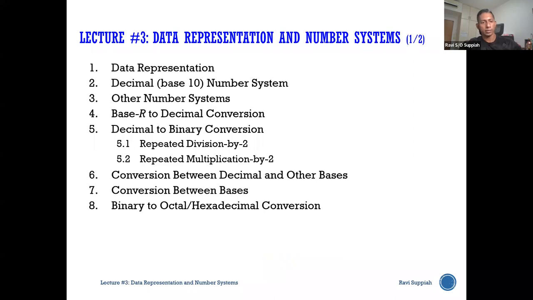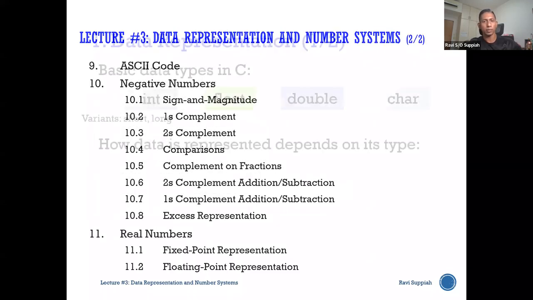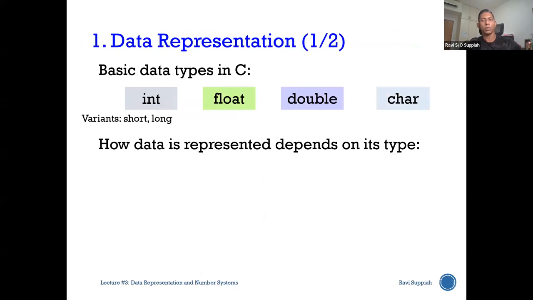All right, so again, this is what we'll cover, but we'll come to that along the way. Now, let's look at the basic data types in C. We know that we have integer, float, double, and character. These are the four basic data types in C that we use most regularly.